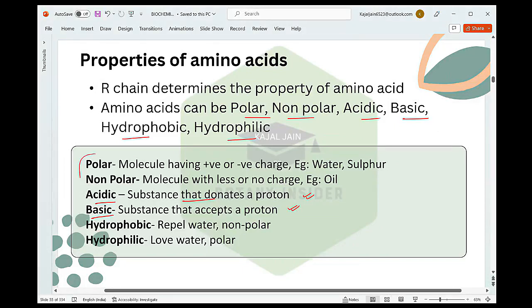Then we have polar and non-polar. Polar is the molecule having a positive and or negative charge. If positive and negative are there, we call it a polar molecule. Non-polar is the one which is not having any charge, or in some conditions having very, very little charge. A non-polar molecule has little or no charge, an example is oil.